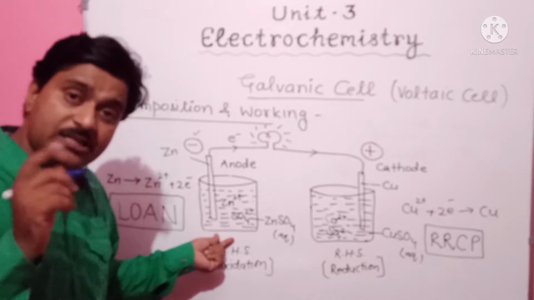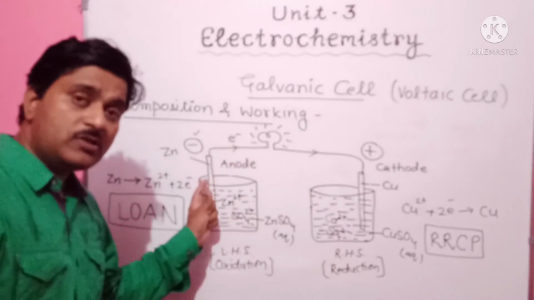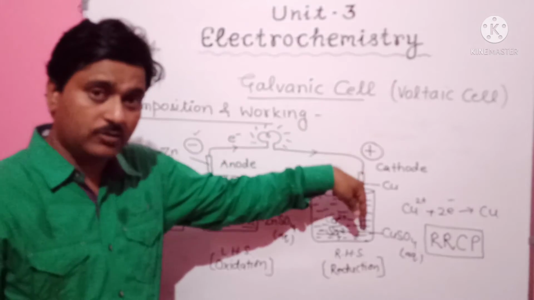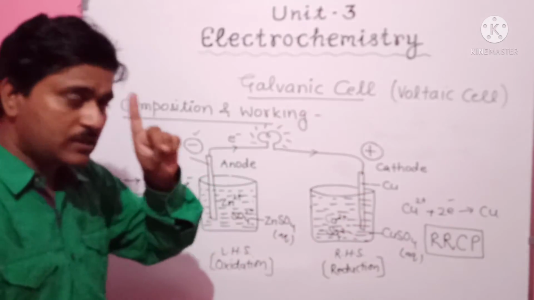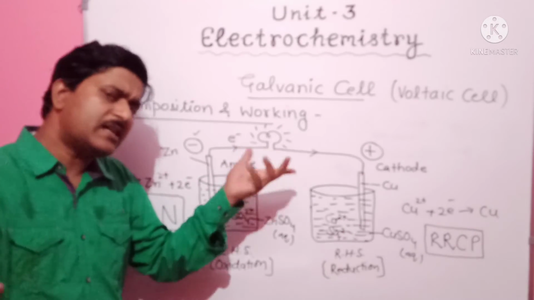When the reaction occurs at the anode and cathode, electrons are released from the anode and travel towards the cathode. As these electrons travel, they pass through the filament of the bulb and the bulb starts to glow.